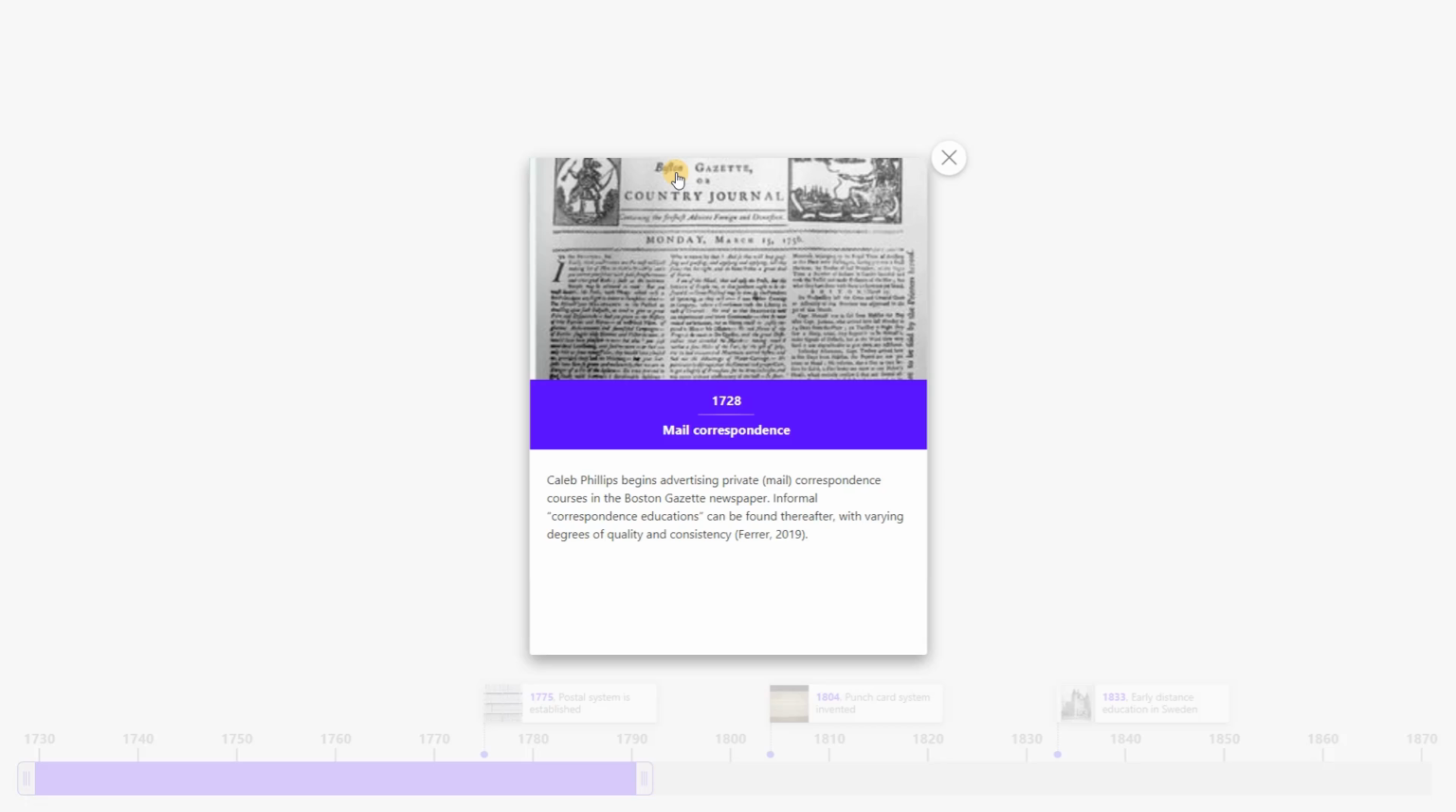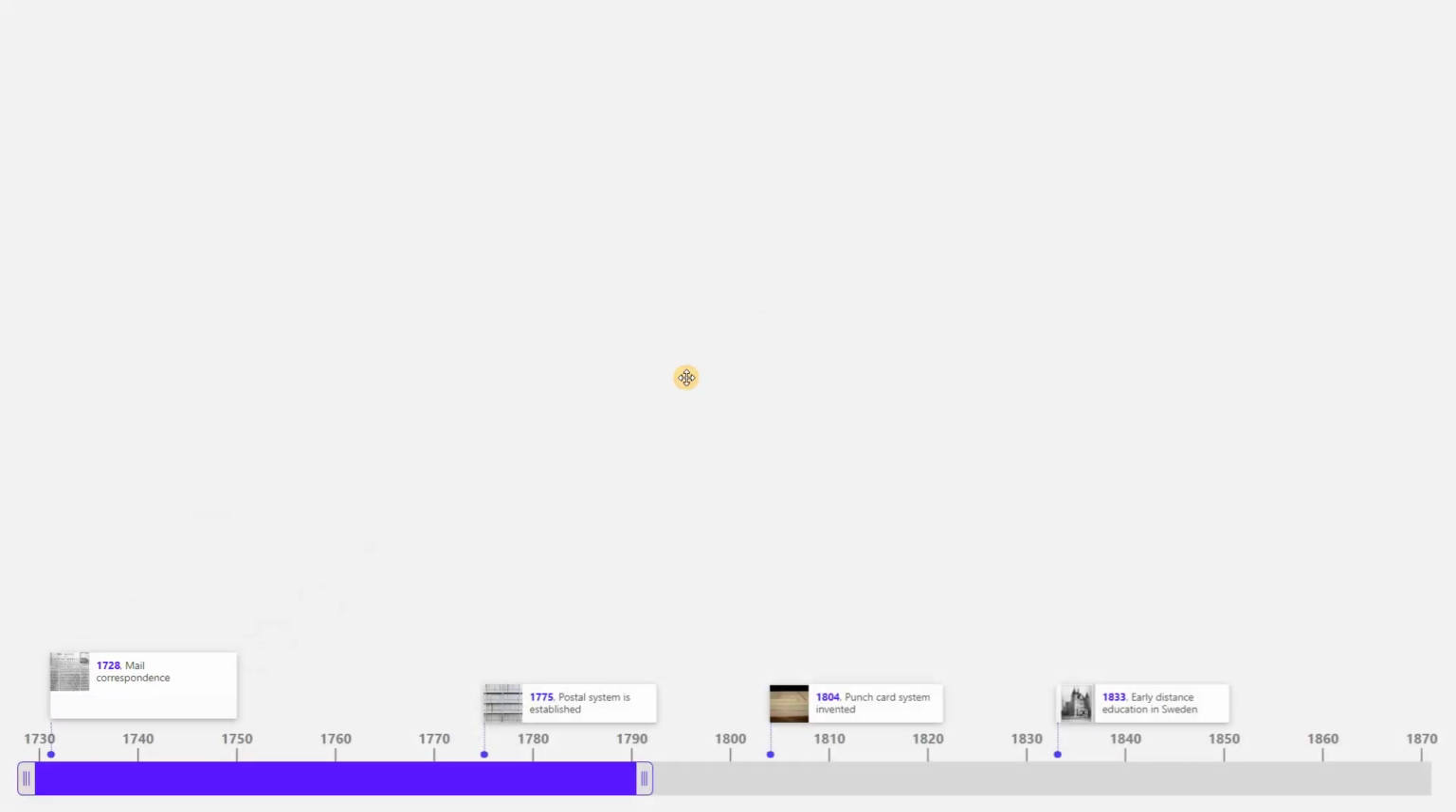It all began in 1728, when Caleb Phillips offered correspondence lessons through the Boston Gazette. Imagine at that time receiving lessons directly in your mailbox. Why was this innovation important? Because it addressed a pressing need, enabling those who lived far from educational centers to learn without traveling. This was the first step toward making education more accessible.